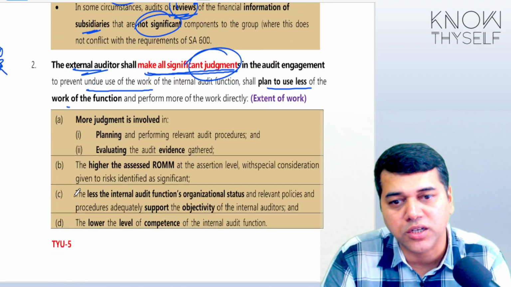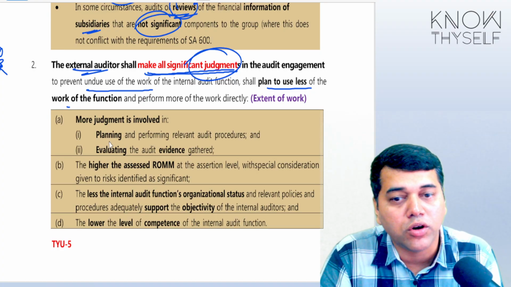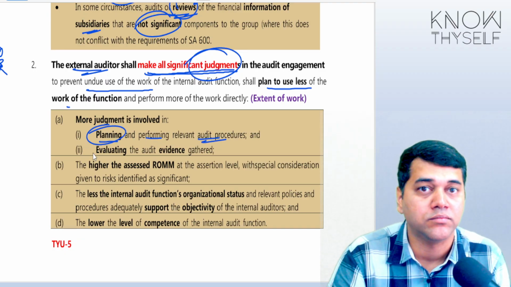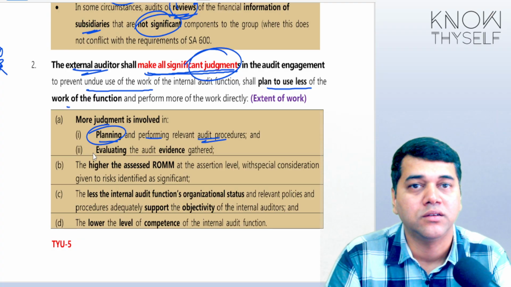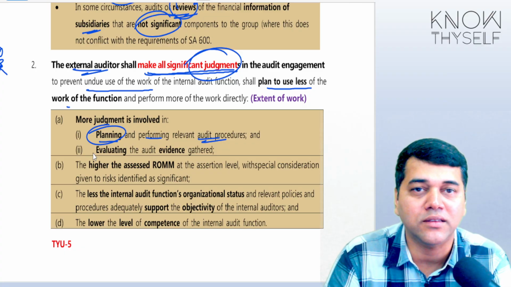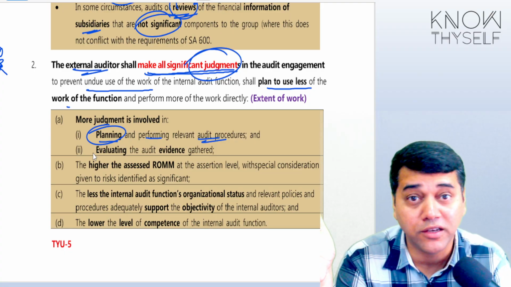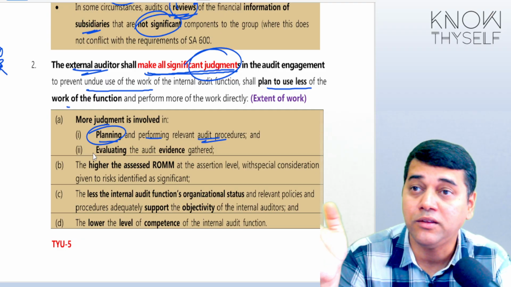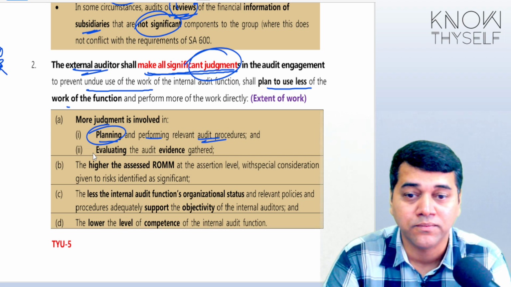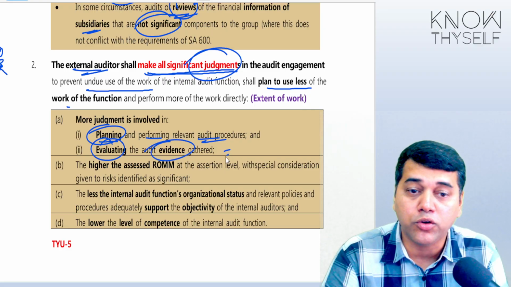Now, the question comes, where are the significant judgments going to come? The more judgments are involved in planning and performing relevant audit procedures. Like planning, don't use them. You have to plan your audit. You don't call them and say, give me one plan. We have seen something like this in one of the Q&As of the examination: you are asking the CFO to prepare a plan and give it to you for your audit. Nonsense actually. Or evaluation of the audit evidence gathered, that is your job, because you are expressing an opinion.